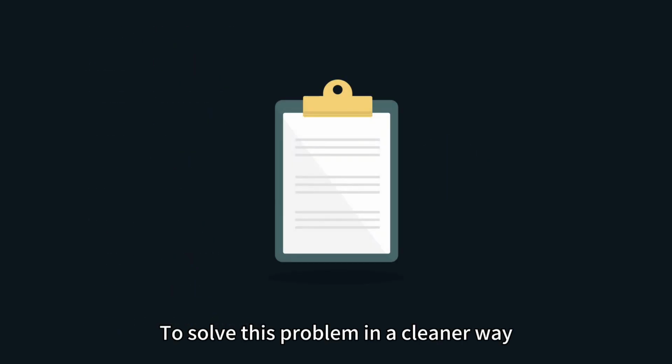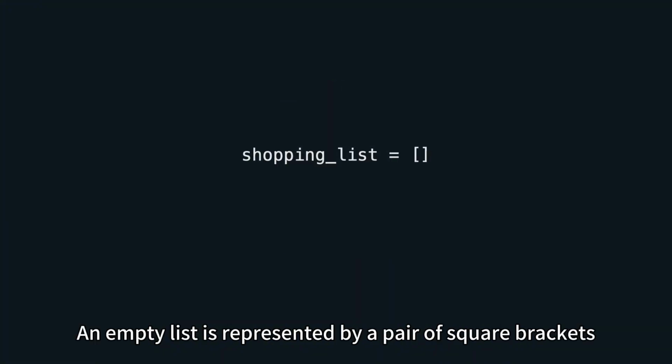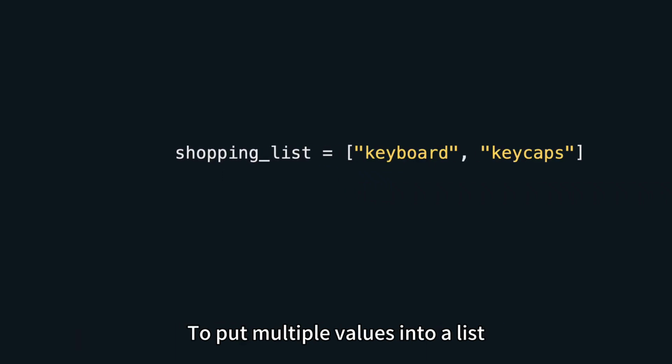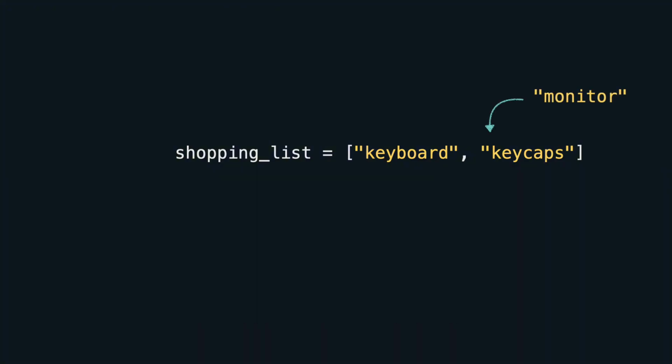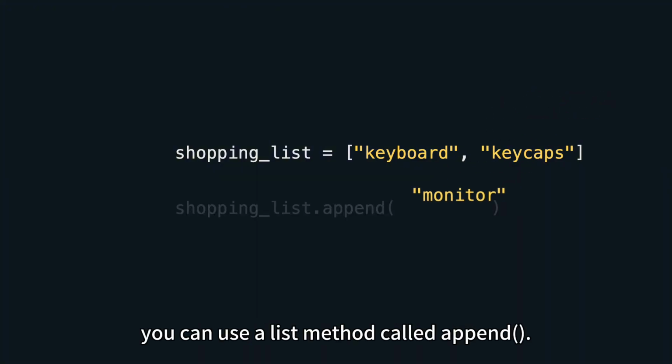To solve this problem in a cleaner way, we need a data structure that groups related data together. Python lists are designed for exactly this. An empty list is represented by a pair of square brackets. To put multiple values into a list, wrap them in square brackets and separate them with commas. To add items to an existing list, you can use a list method called append.